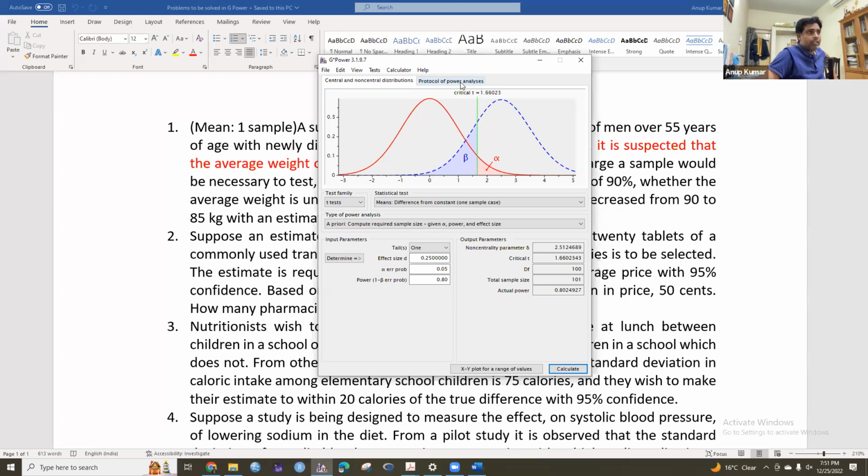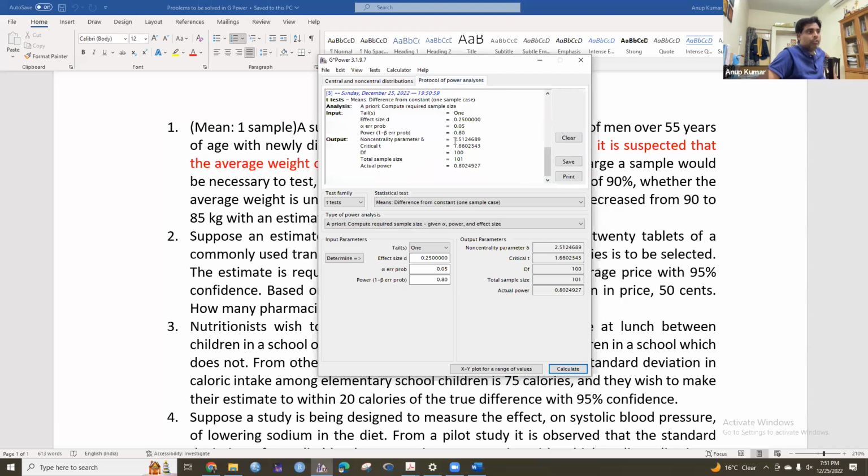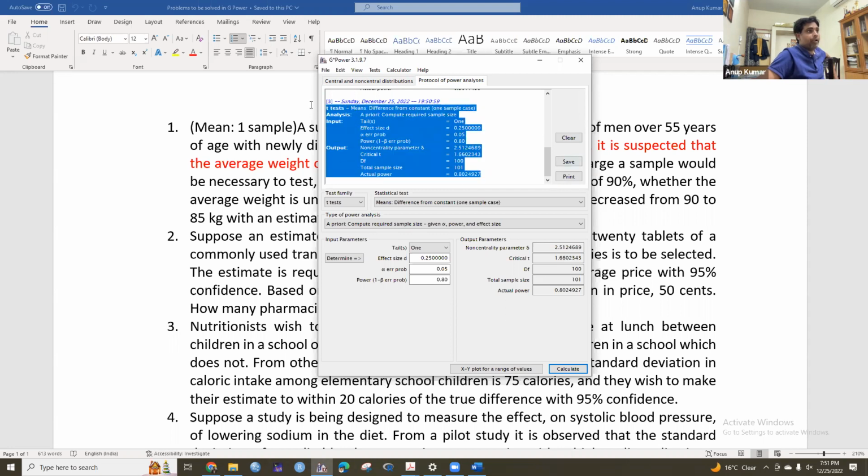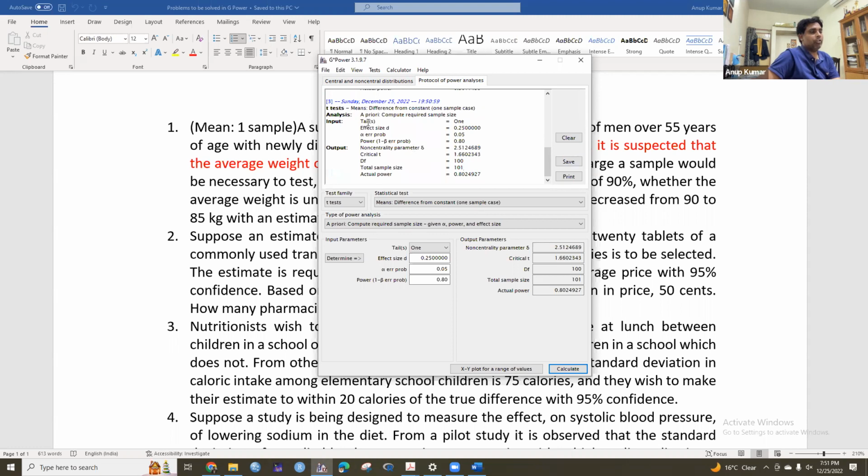Okay. An important thing is this protocol of the power analysis. If you click on it, you are going to get all the input and all the output. You can simply copy it, Control C, and paste it into your protocol. And you can write down that it is one-tailed and what the effect size d is. This is 0.25, and you can explain how this effect size is calculated. Type 1 error is 0.05 and your power is 0.80. So if your power is 0.80, your sample size is 101.